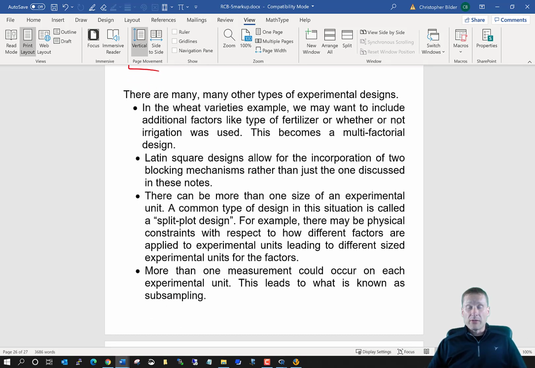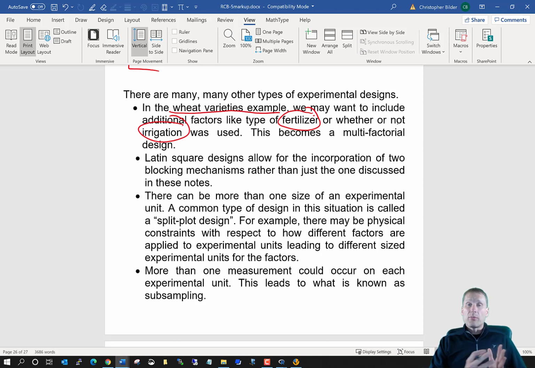Okay. Now, just to conclude this section, I want to mention that there are many, many other types of experimental designs out there. That's why there's a whole class at most universities on experimental design. And just to give you a flavor of what else is out there, like with the wheat varieties example, we might want to include additional factors, not just the wheat varieties, but let's say fertilizer or whether irrigation was used. And so now we have, let's say, 3 factors. What this is called is a multifactorial experiment.